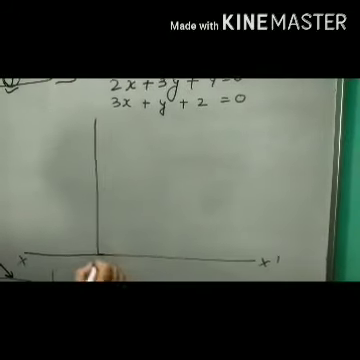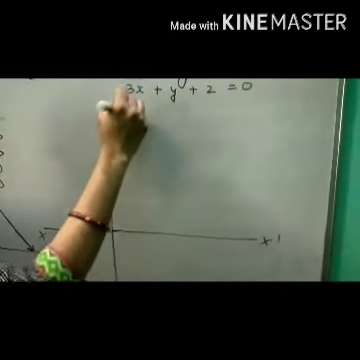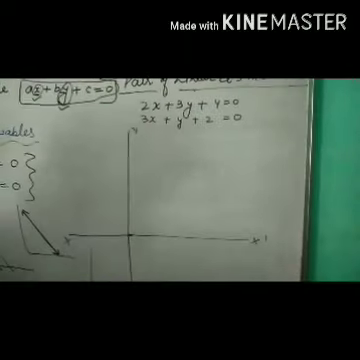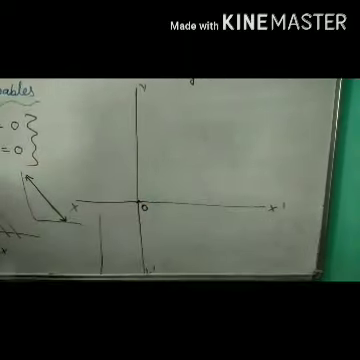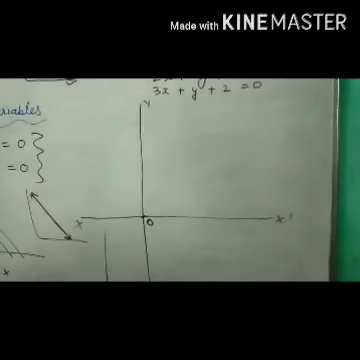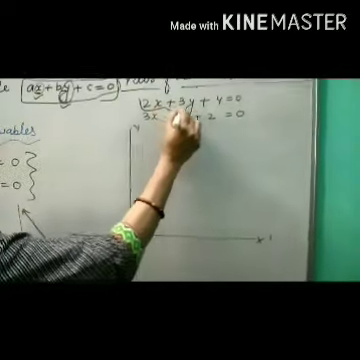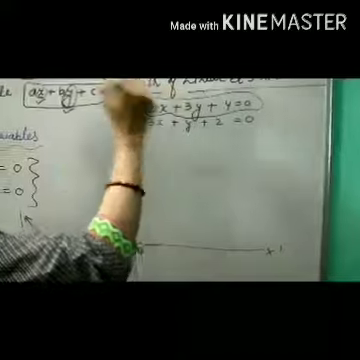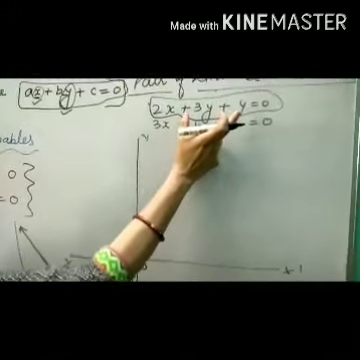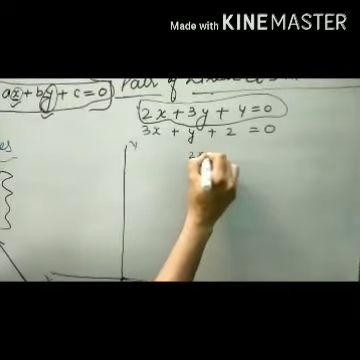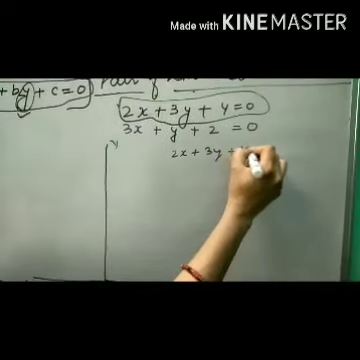X dash, this is our x-axis, and y dash, this is our y-axis, and this is point O, that is 0 here. So what will we do? First of all, we will make a table for the first equation. In the previous video, we have already studied about it. We have 2x plus 3y plus 4 is equal to 0.